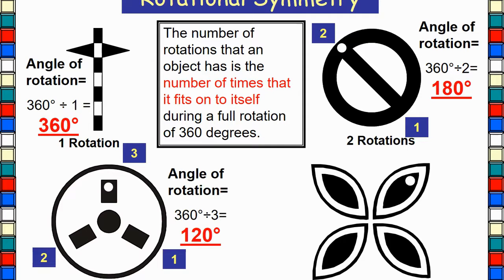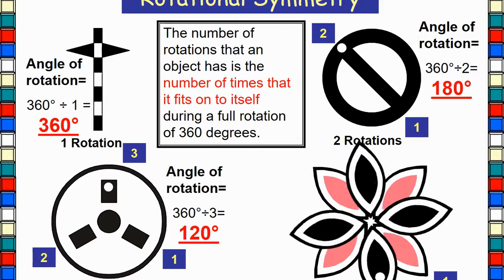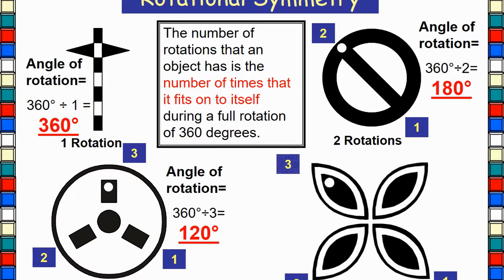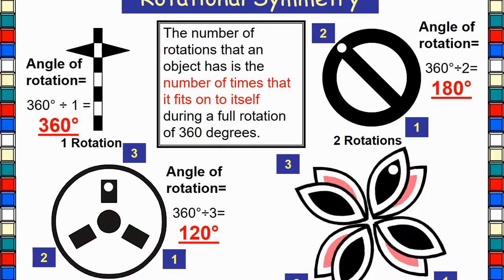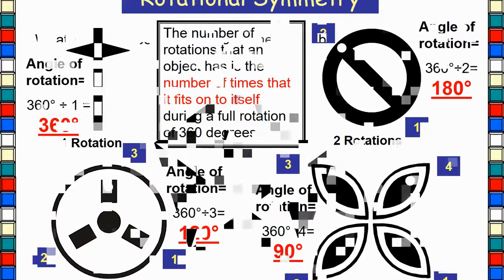And then our flower here. We've got 1 rotation there, 2 or halfway through, 3, and 4. And the only reason why I've got the little dot here in the corner is to help show where our starting point is. So 360 degrees divided by 4 is going to equal 90 degrees. So for every 90 degrees that flower is rotated, it's going to fall on itself. It's going to have rotational symmetry.